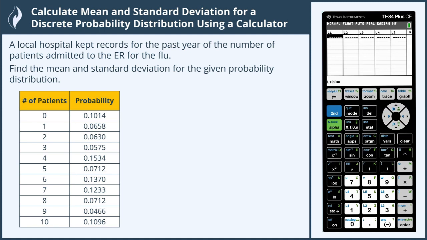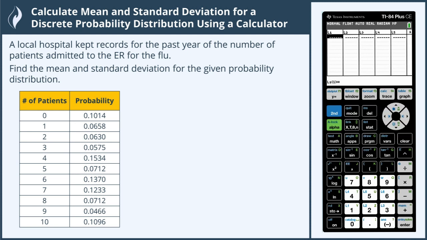So we have the number of patients from 0 to 10, and the probabilities are ranging from just above 0 to 0.1 and additional decimals. So the first thing we will do is put it into our calculator. So we click Stat and then Edit, and that brings us up to entering our lists.